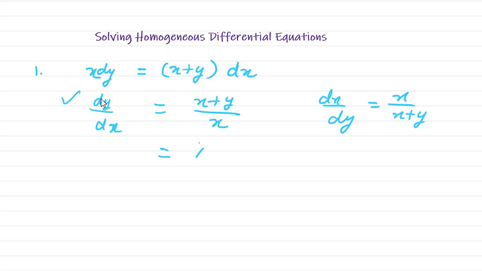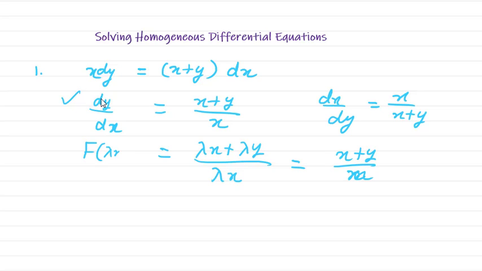You can see here we can take λx, λy divided by λx. Here you can see that you will get the same thing. That means it is a homogeneous equation. You have to show this thing in your exam as well. So here we get this thing, it's the same as f(x,y). It is just x. Now we need to solve this one.